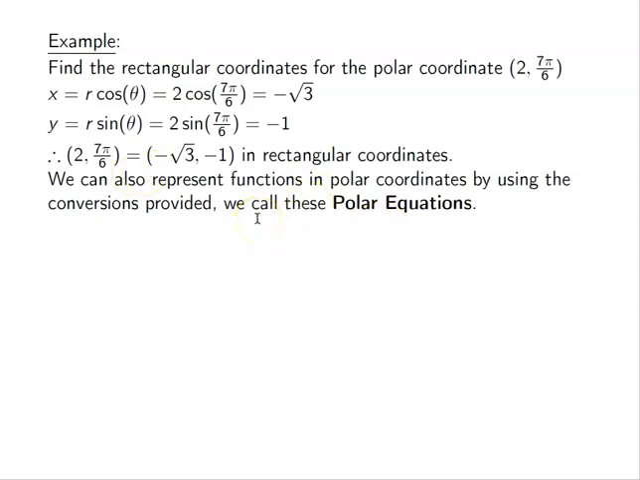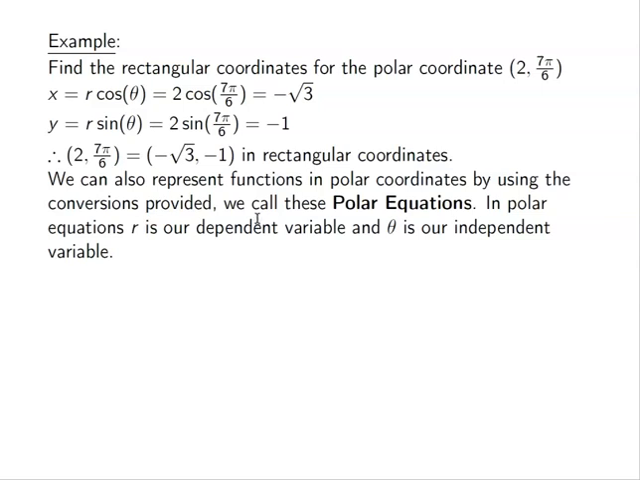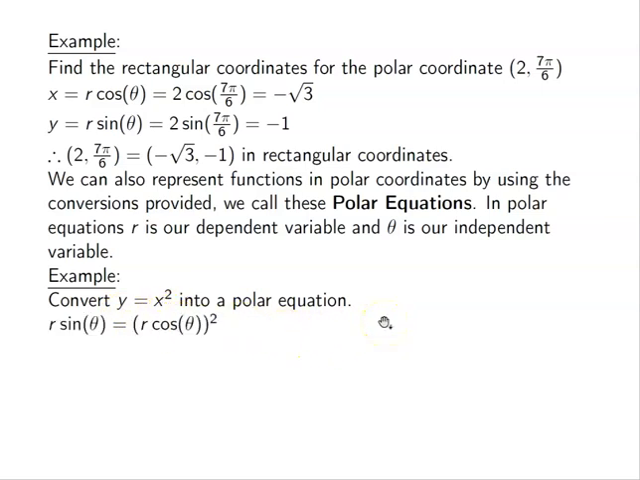So we call these polar equations. The polar form is the polar equation. In polar equations, my dependent variable is r, just like y is for the Cartesian. And instead of x as the independent variable, it's theta, right? So r depends on theta. As the angle changes, my radius changes as well. Okay, so let's do an example. Let's convert y equals x squared into a polar equation.